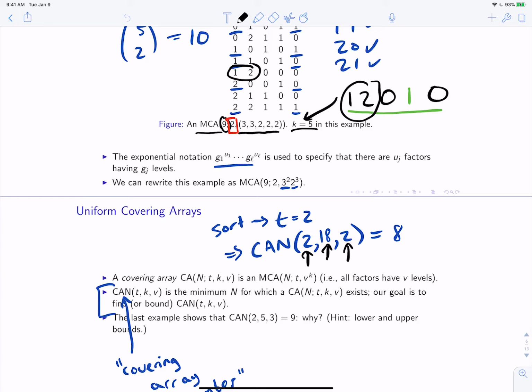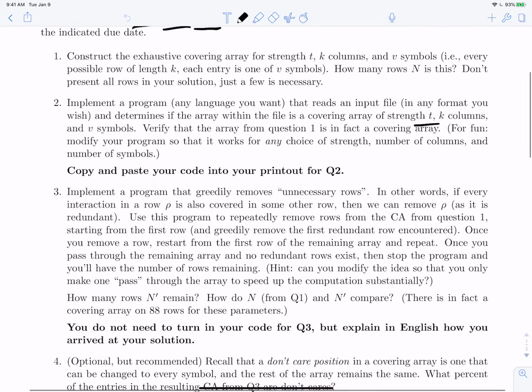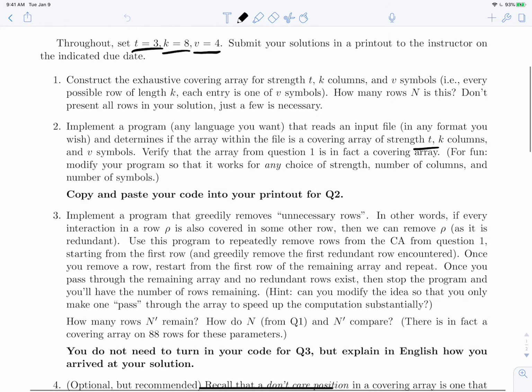Yeah. So the second question the assignment asks, part of it is to verify the covering array from the reduction of the covering array. So does that imply that we have to generate the entire covering array? Yeah, you have to generate it yourself. It's just you don't have to present it all in your solution. So you can just save it to a file or something.